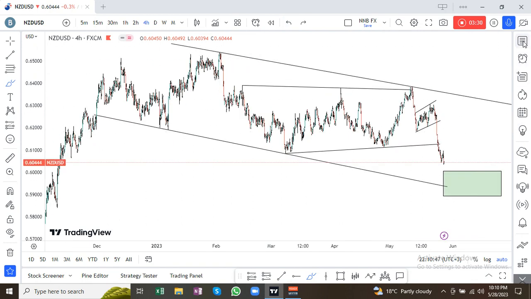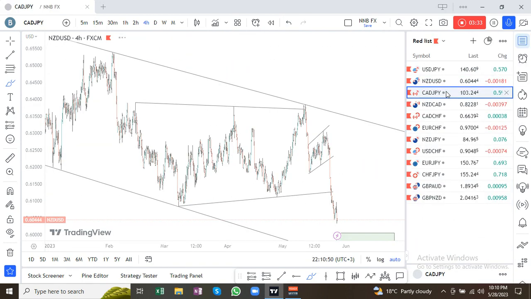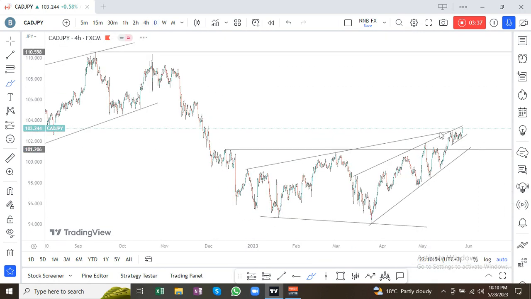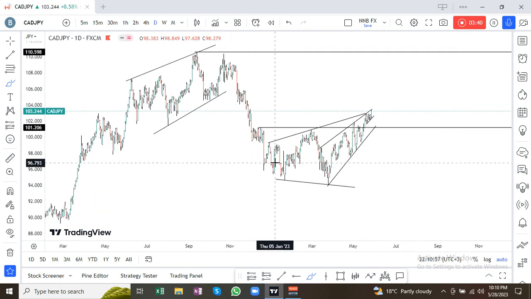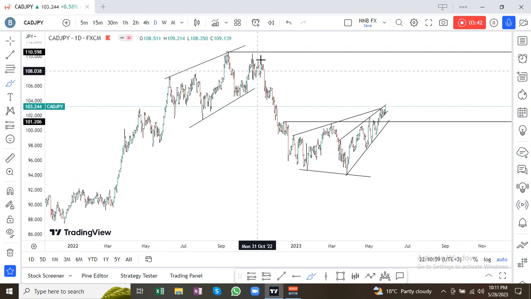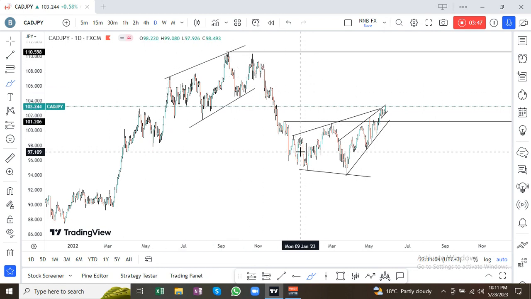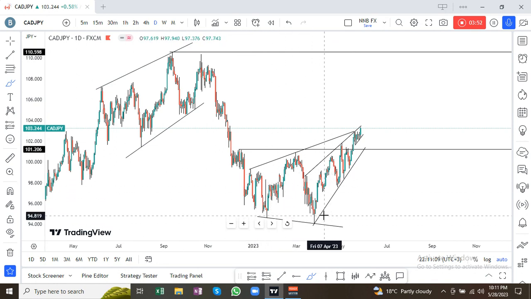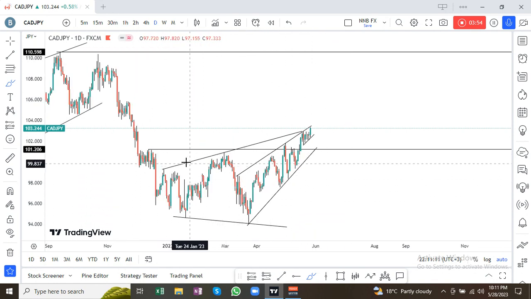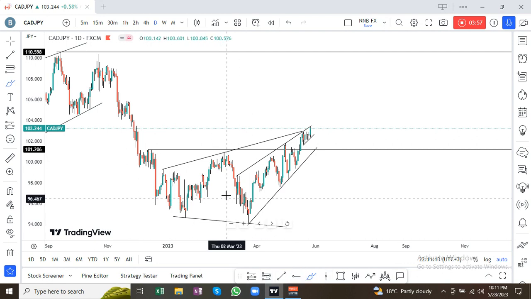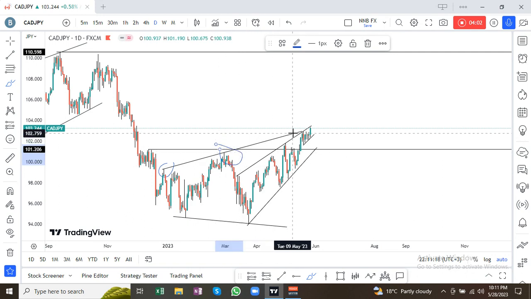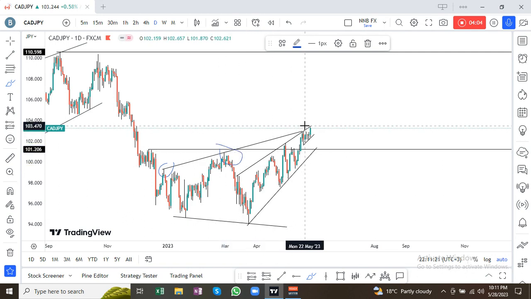And with that, we go to the next pair, which is Canadian dollar against Japanese yen. We go to the daily time frame. We'll see that it formed a reversal structure up here, and it impulsed down, and then after the impulse down, now it's forming a bigger continuation structure in form of an expanding triangle. And the market has touched that expanding triangle the first time, second time. Now it's already on the third touch.